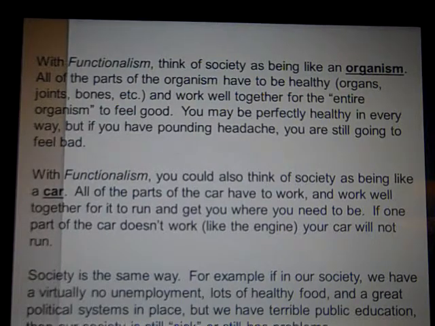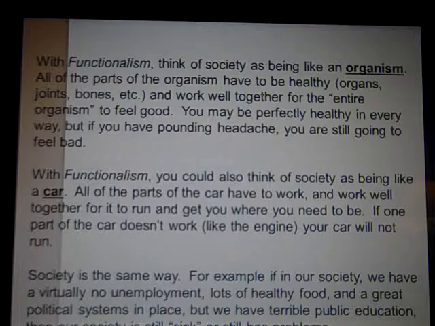You can stop this and read it, if you will, pause it. I'm not going to read all these to you, but you can think of society as kind of like an organism, or kind of like a car. If one part of your car isn't working, whether it's the motor, maybe it's your alternator, it's going to affect the way your car runs. It's not going to go anywhere, even if everything else is working well. Same is true with society.